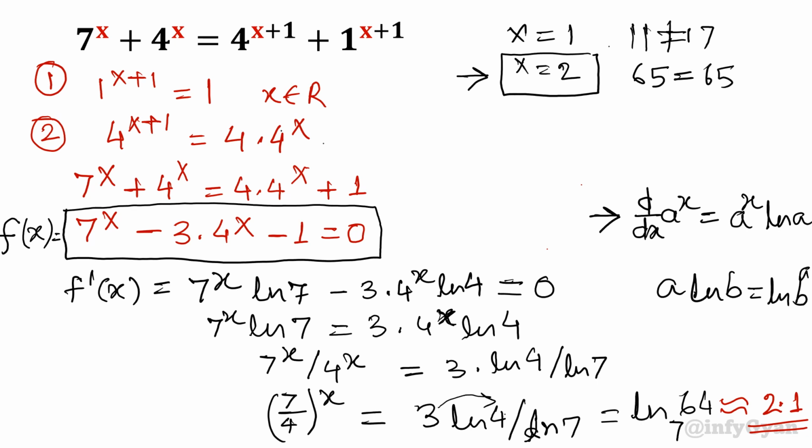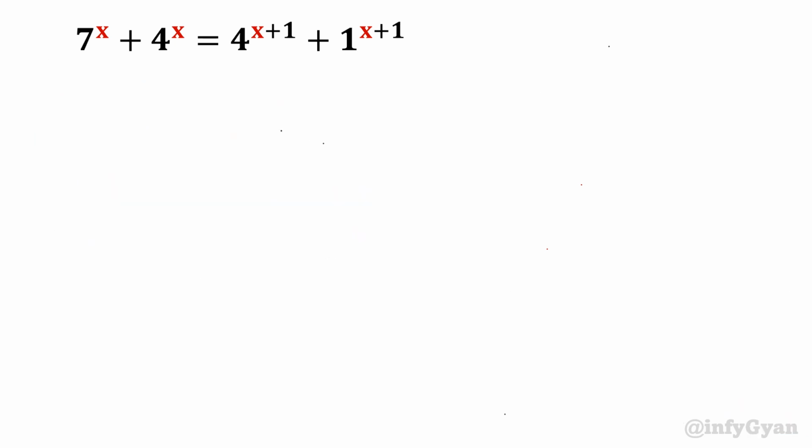Let's find the value of x now. So take ln again: x ln(7/4) equals ln 2.1. So x will be, if you calculate, approximately 1.36.